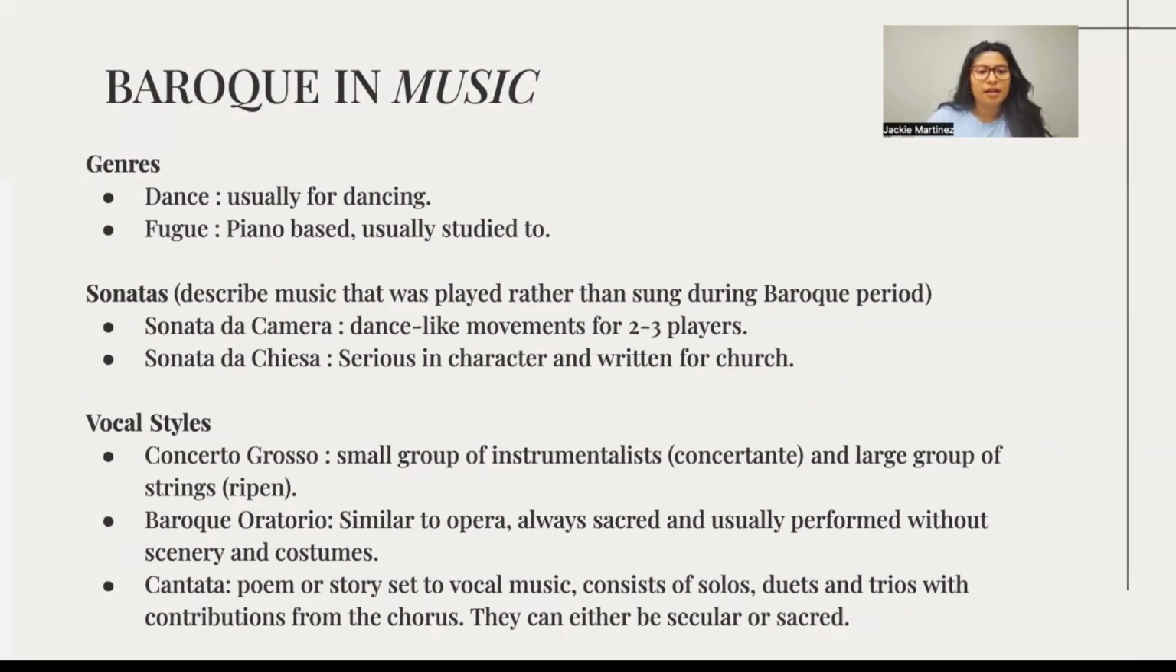Sonata da camera has dance-like movements for 2 to 3 players, and Sonata da chiesa is serious in character and written for church. The vocal styles are concerto grosso, Baroque oratorio, and cantata. Concerto grosso had a small group of instrumentalists and a large group of strings. Oratorio was similar to opera, always sacred and usually performed without scenery and costumes. Cantata was a poem or story set to vocal music, consisting of solos, duets, and trios with contributions from the chorus. They can be either secular or sacred.